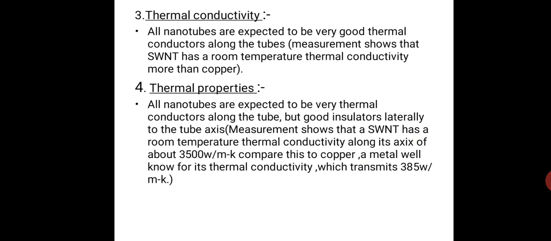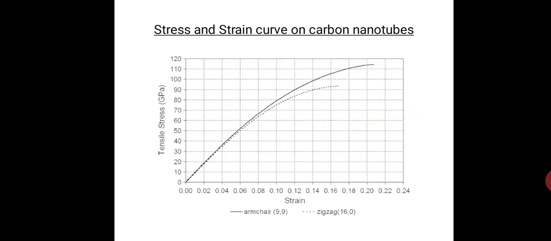So coming to the thermal properties, all nanotubes are expected to be very good thermal conductors along the tube, but good insulators laterally to the tube axis. The measurement shows that single wall carbon nanotubes have a room temperature thermal conductivity along the axis of about 3500 watts per meter Kelvin, compared to copper, a metal well known for its thermal conductivity, which transmits 385 watts per meter Kelvin. So this is a stress and strain curve of carbon nanotubes for armchair and zigzag structures.